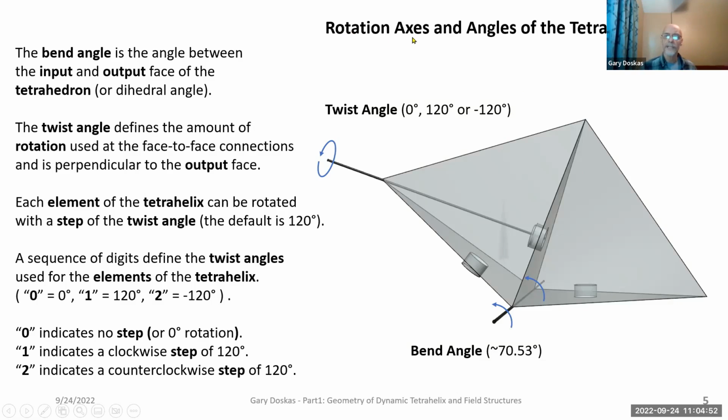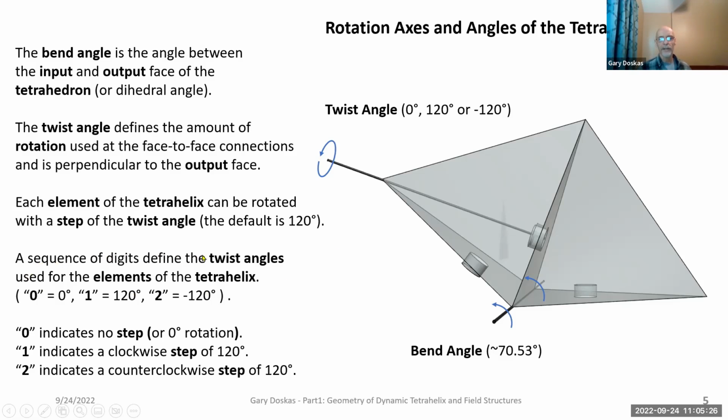Now we'll look at the rotation axes and angles of a tetrahelix. I define a bend angle as the angle between the input and output face of the tetrahedron, or the dihedral angle. And a twist angle defines the amount of rotation used at the face-to-face connections, and it's perpendicular to the output face. Each element of the tetrahelix can be rotated with a step of the twist angle, and the default is 120 degrees for the classical tetrahelix.